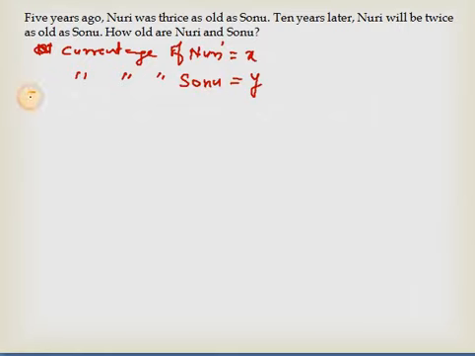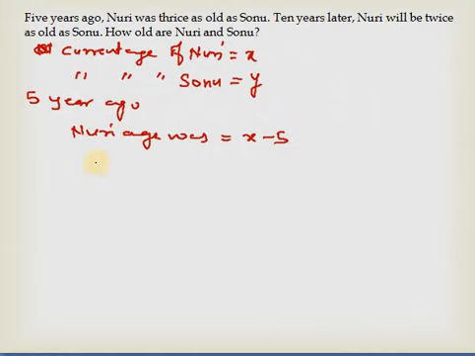So now we have the current age. According to the question, 5 years ago, Nuri's age was x minus 5, right? And Sonu's age was y minus 5. Okay, so now we have Sonu's age, and now there is a question. According to this question, 5 years ago, Nuri was thrice as old as Sonu. So now Nuri was 50, if we consider 15, then Sonu was like 5 years.